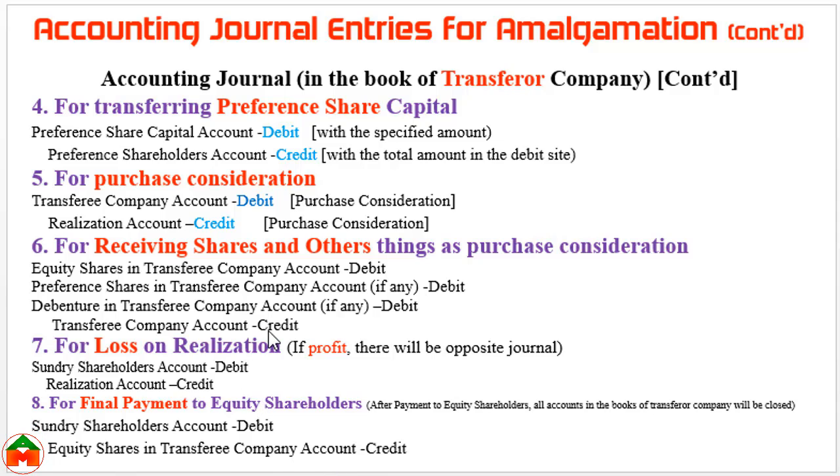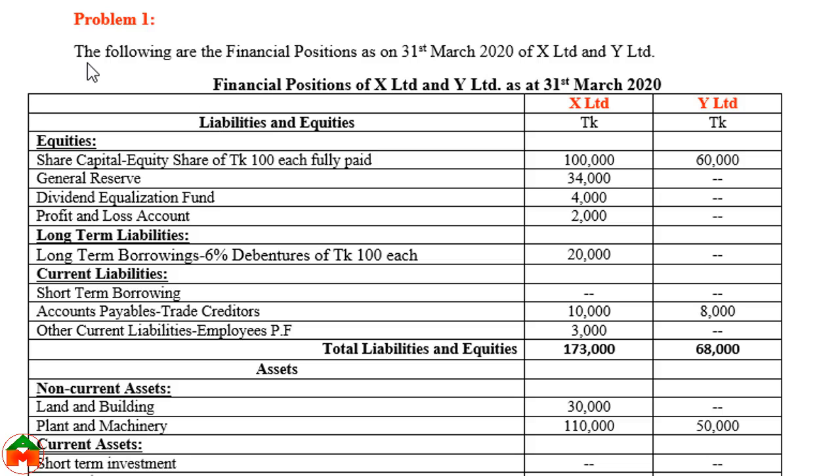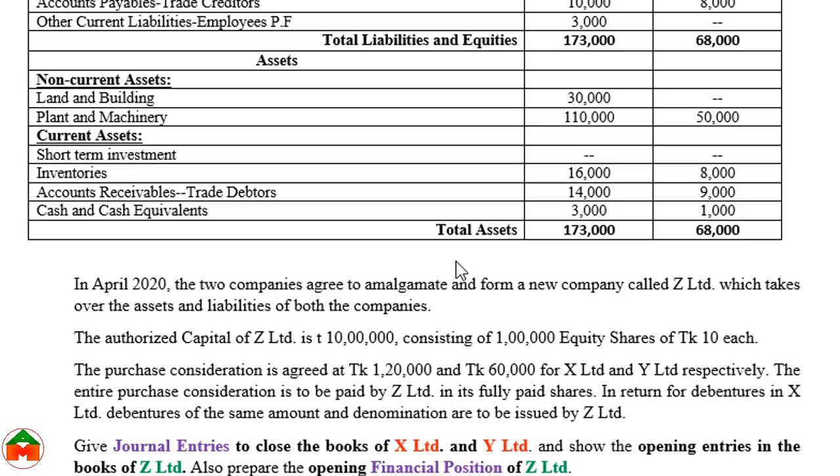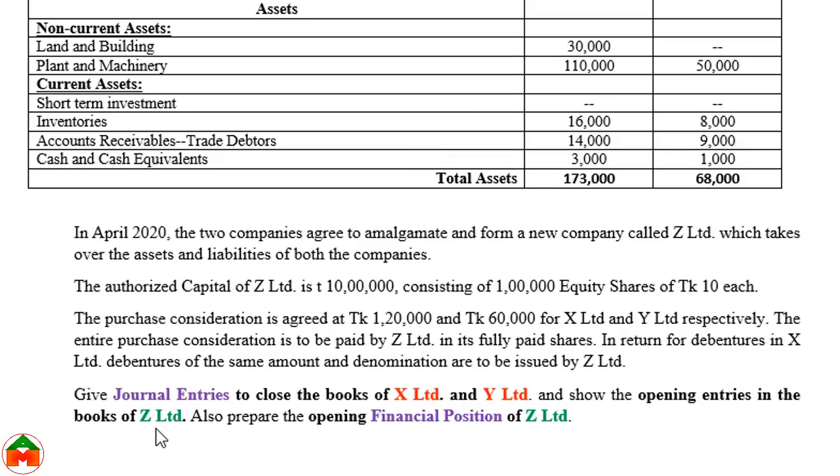To get a clear idea about this journalizing process, we need to show a practical problem with a solution. Let's see the problem and solution of journalizing the amalgamation. Here we can see the problem. The following is the financial position, I mean the balance sheet, as on 31st March 2020 of X Limited and Y Limited. In this problem, we are going to liquidate these two companies, X Limited and Y Limited, and we will create a new company called Z Limited.